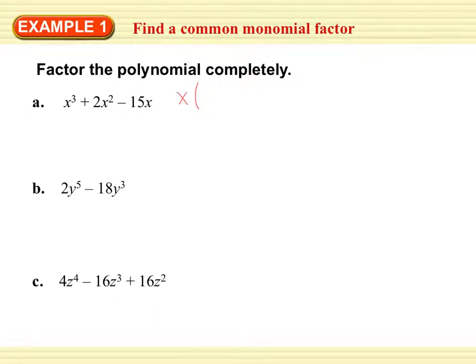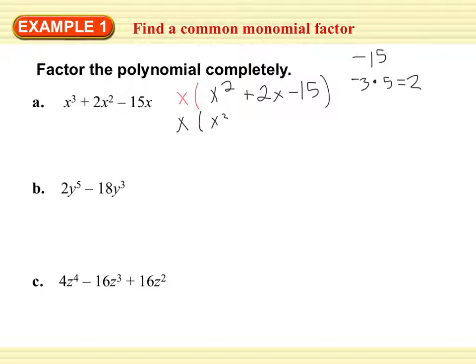So if I factor out an x, I have x squared plus 2x minus 15 left. Now, can I factor this trinomial? Can I take anything that multiplies to negative 15 and adds to positive 2? Let's see. Factors of 15: 1 times 15, 3 times 5. Looks like negative 3 times positive 5 adds to positive 2. So leave that x out there. I've got x squared minus 3x plus 5x minus 15.